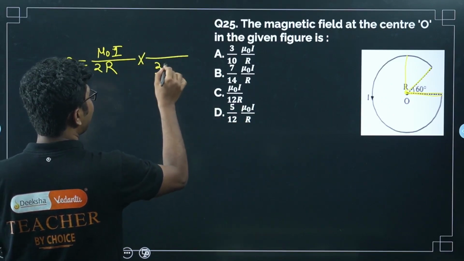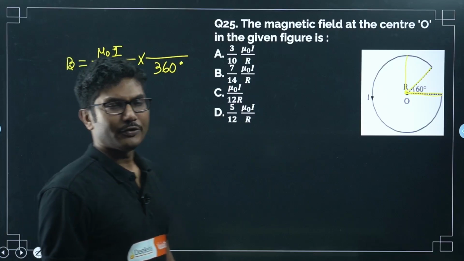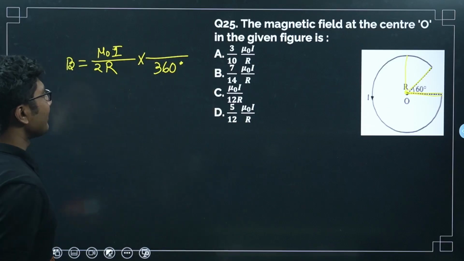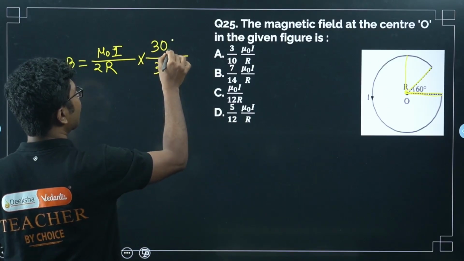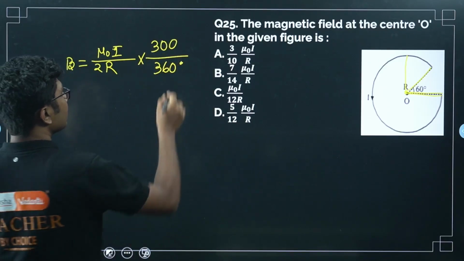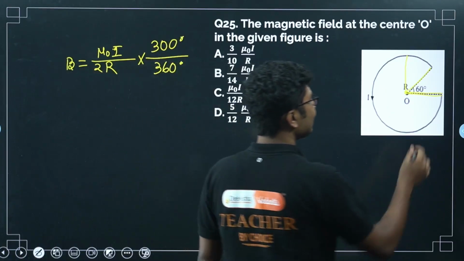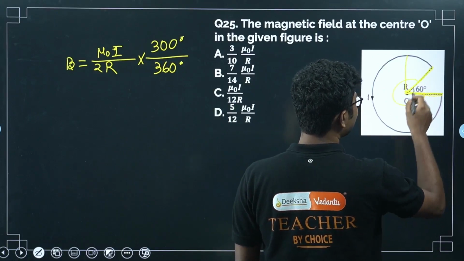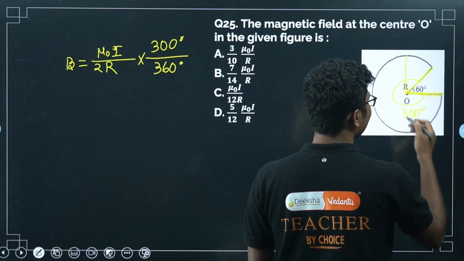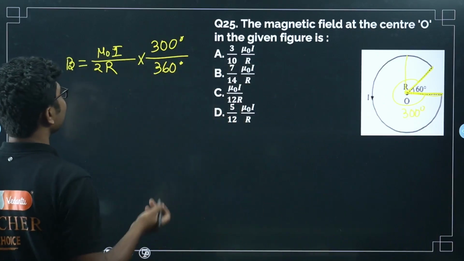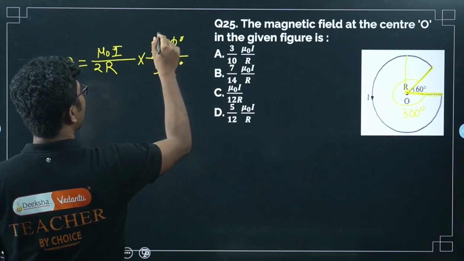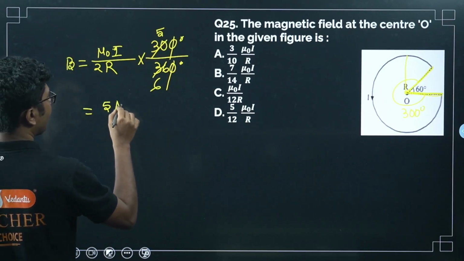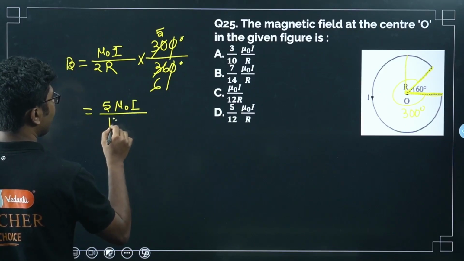This is for angle 360 degree, right? This is the meaning of unitary method. When you are using unitary method, first of all you have to divide for whatever value is given, and whatever value you want to calculate, that should be in the up, right? Why 300 degree? Because this gap is 60 degree, means this should be 300 degree. Simple, 360 minus 60. So now simplify this. 5, 6.